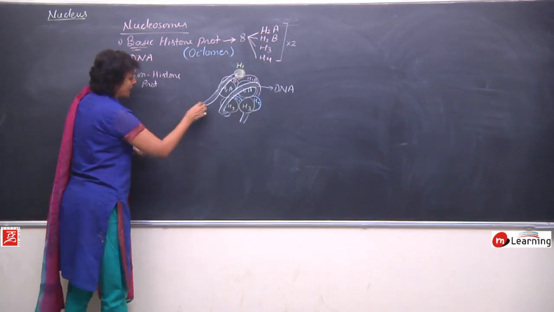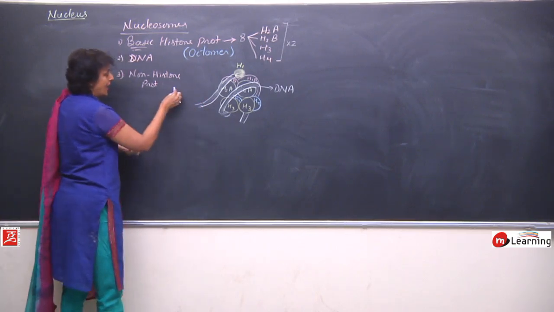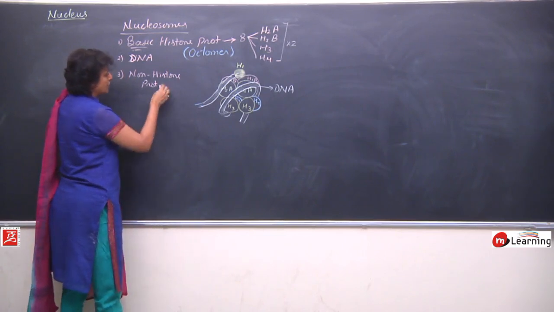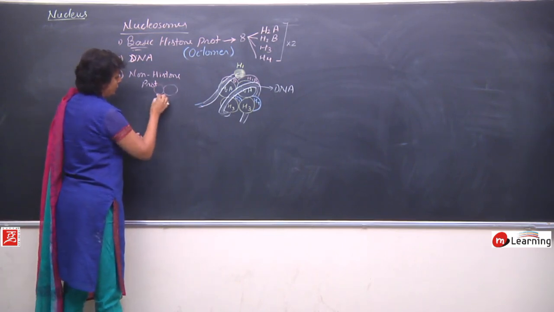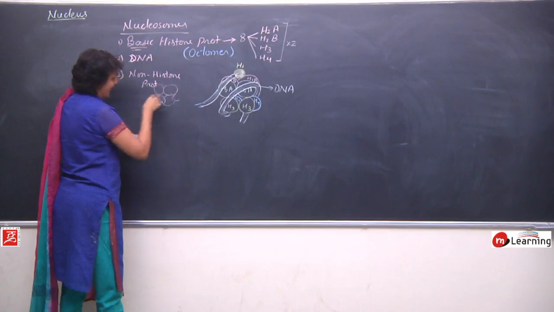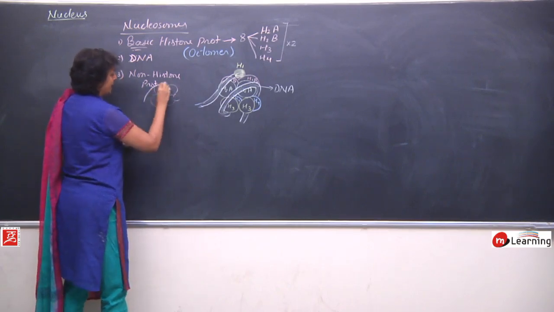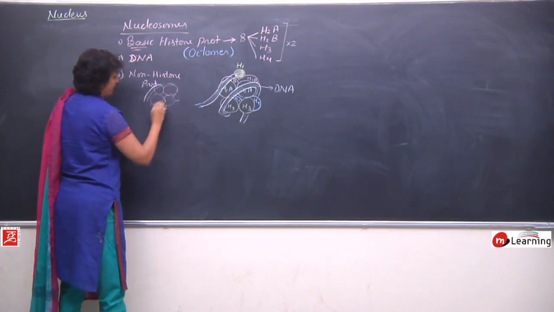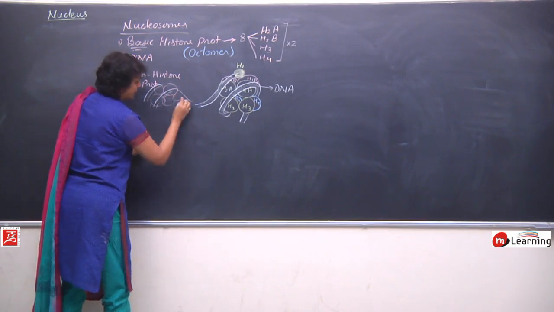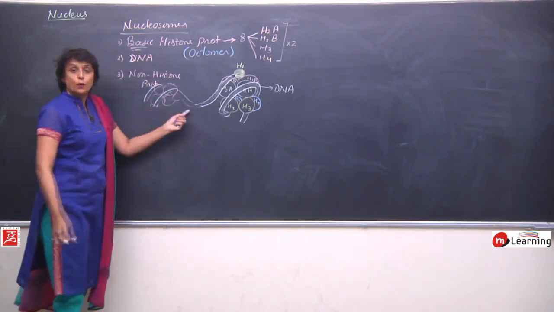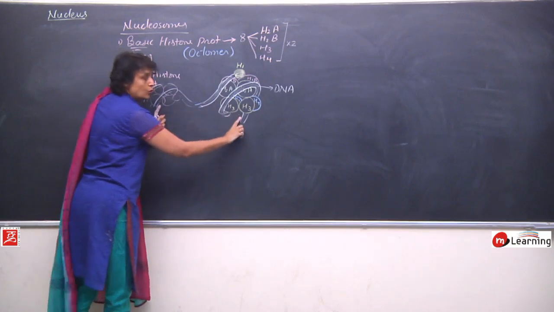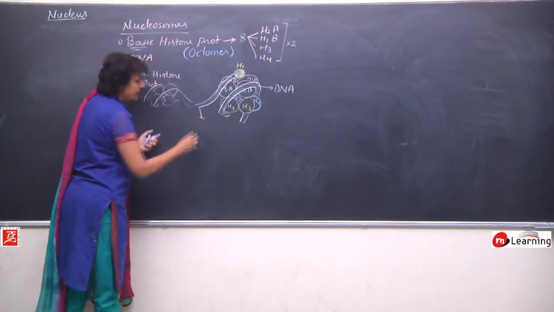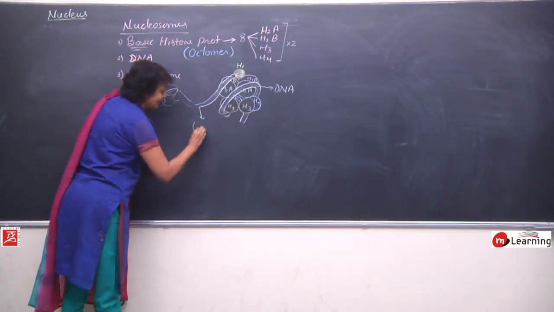If you go back, what exactly is here? Again there are 8 histones. So again the same arrangement, and this is the same DNA which is continuing from here. So the DNA between 2 octamers is known as linker DNA.